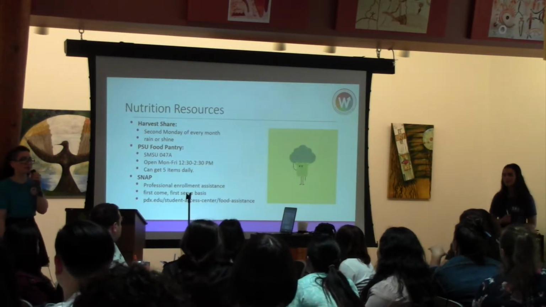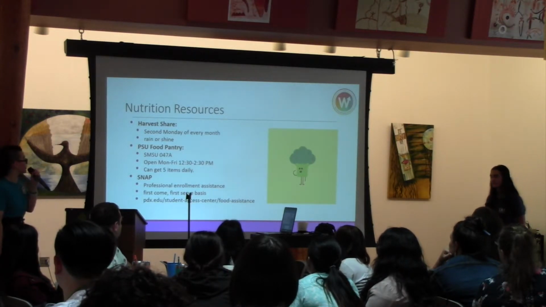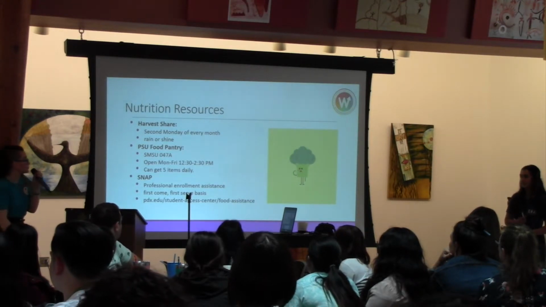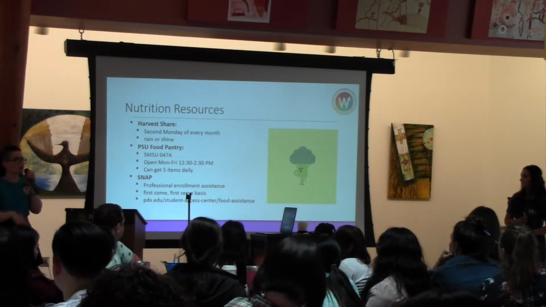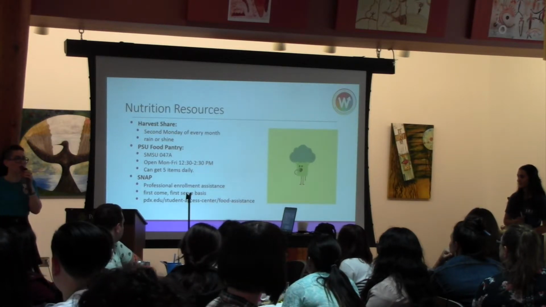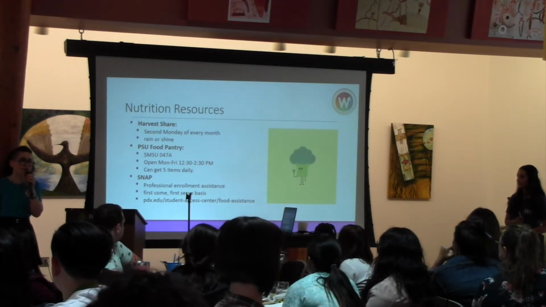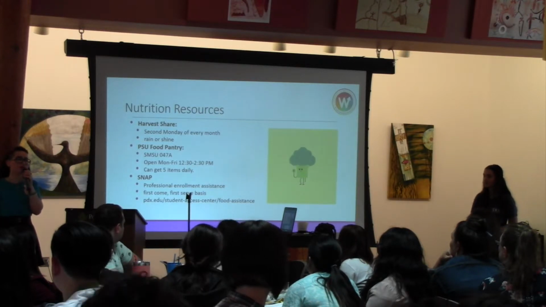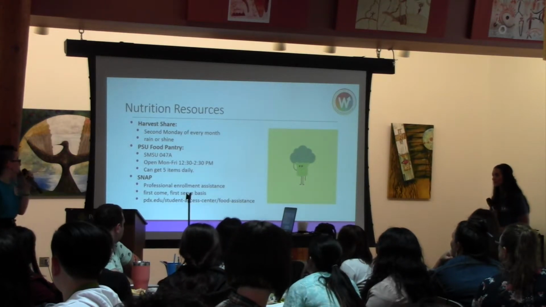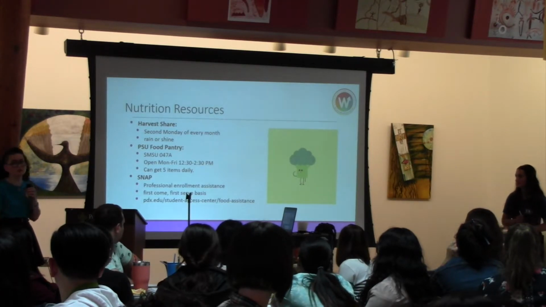So these are the resources at PSU where you can access free healthy foods. Has anybody been to Harvest Share before? A couple of people? Okay. So Harvest Share is basically where you can get free fruits and vegetables. It's outside and it runs every second Monday of every month. So people can line up. PSU students or PSU community members can grab foods to eat. It's non-perishable, so there are also things like soy milk, beans, pasta, just anything that's not going to go bad.